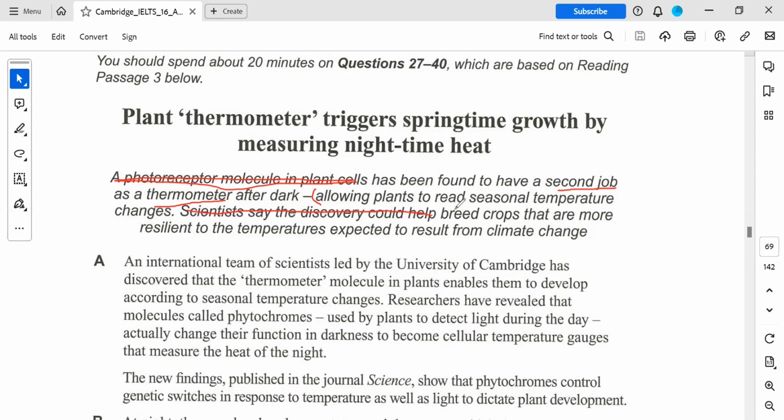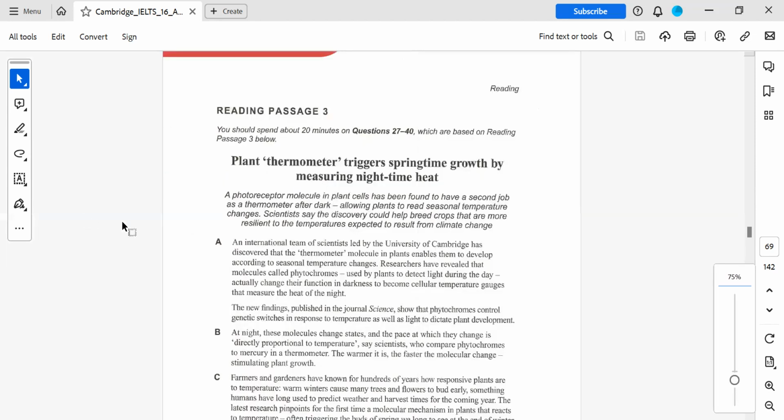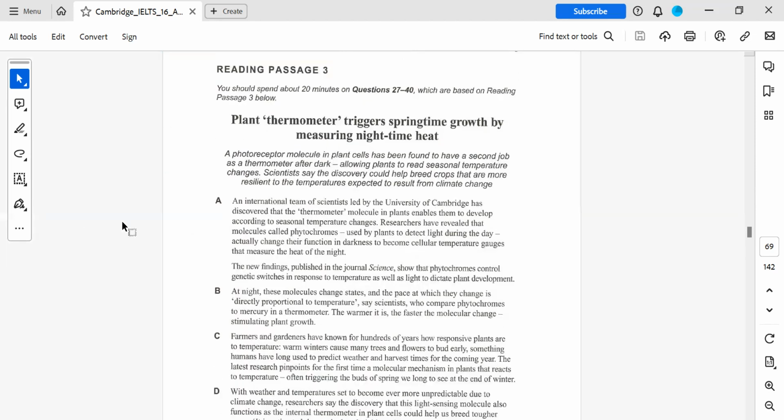Discovery could help, positive. Breed crops that are more resilient to the temperature. So this is going to be something useful. Whatever is happening, it is positive. That's what you have to remember. They found one thermometer, not a literal physical thermometer, but something in the plant which works like a thermometer. Did you understand? Yes. Don't remember the rest, whether it's phyto or photo, whatever it is.